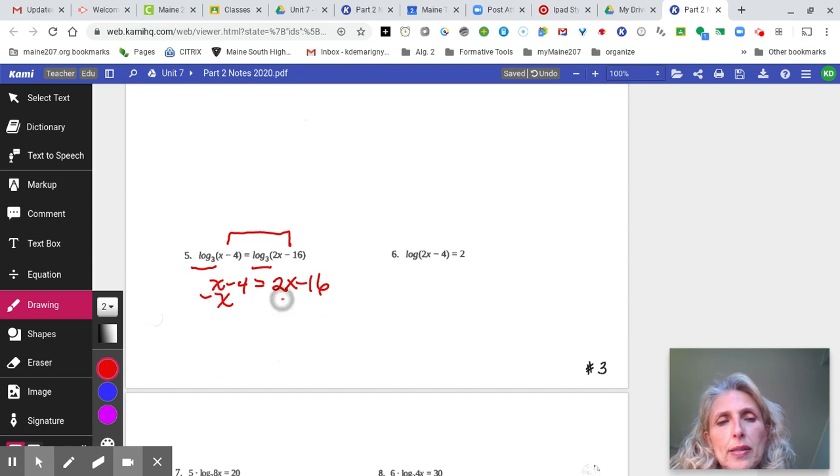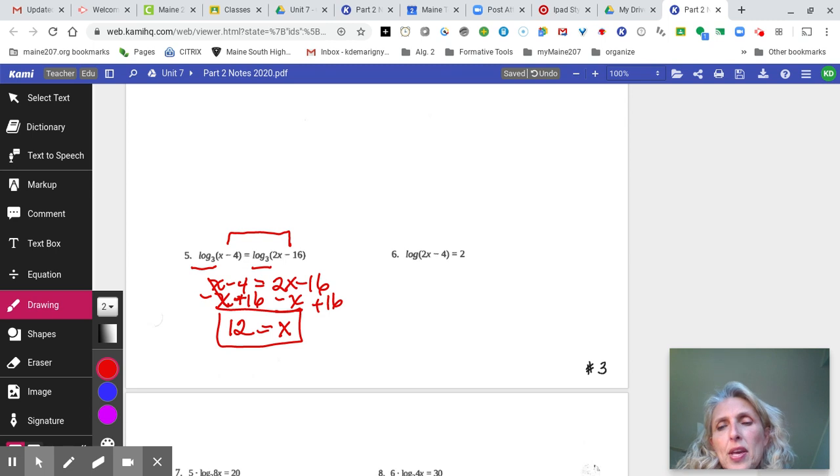I'm going to subtract the x from both sides. And so over here I have an x, and I'm going to add the 16 to the other side. So plus 16. So positive 16, negative 4 is a positive 12. So here's what I think the solution is.